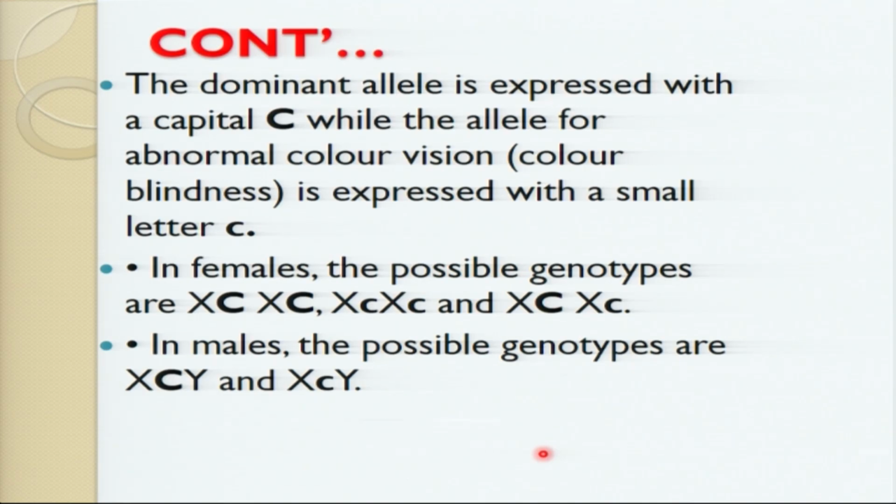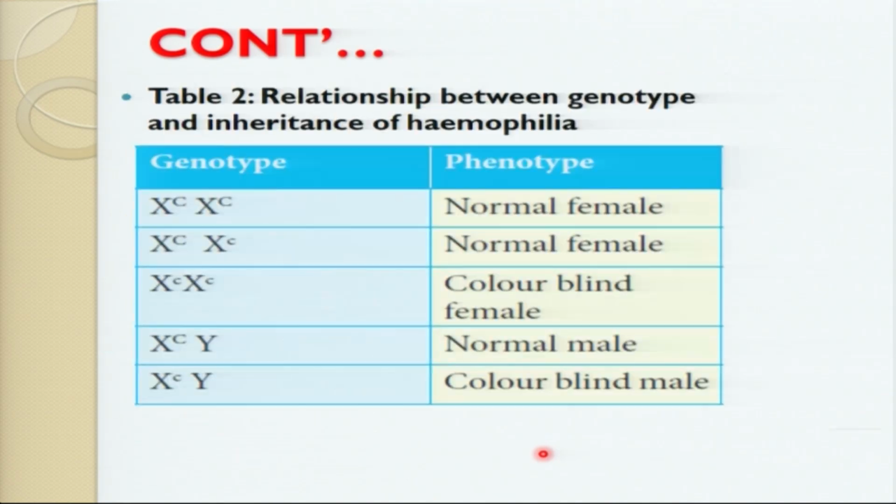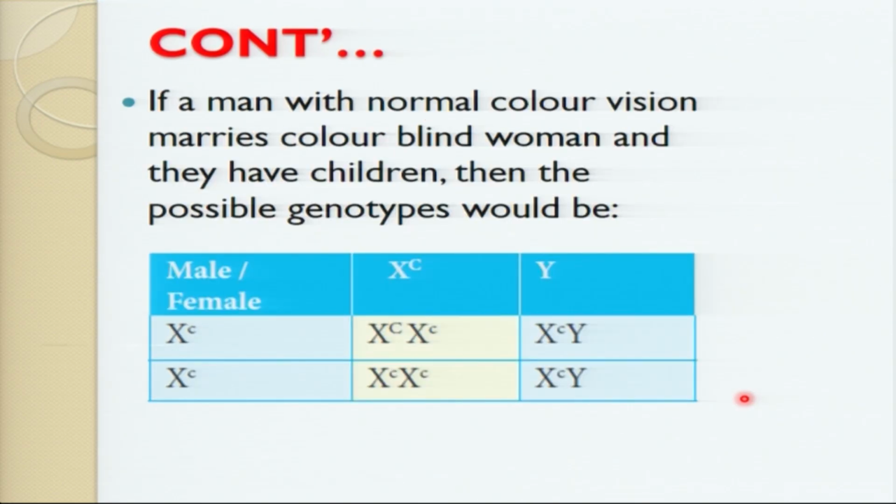They say color blindness, all right? So that is the diagram. This diagram is supposed to be a normal female. This is a normal but carrier female. This is an affected female, which is color blindness. We have this one, which is a normal male. We have an affected female, which is color blindness. If you cross that, you get the same results as I did in the previous lesson. So if a man with normal color vision marries a color blind woman and they have children, the possible genotypes are here. You have to go through the genotypes.